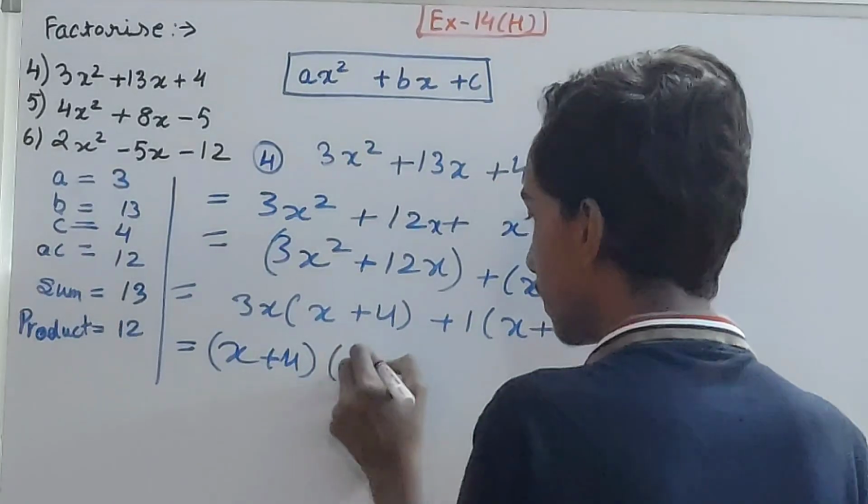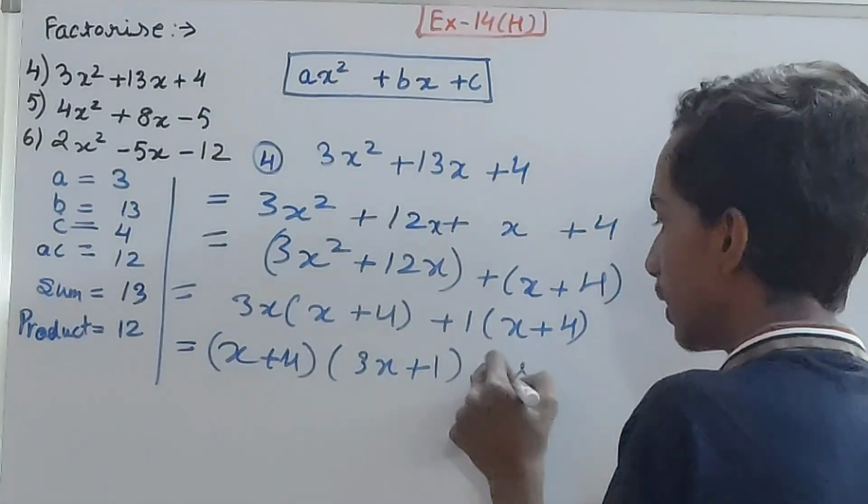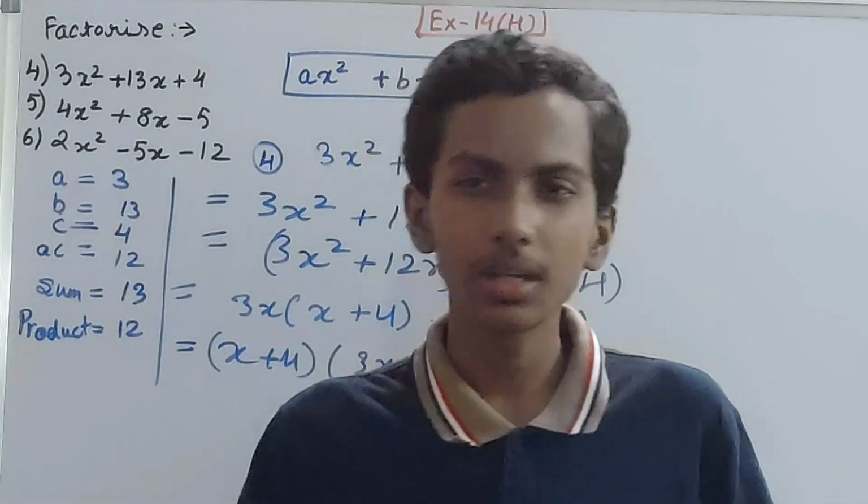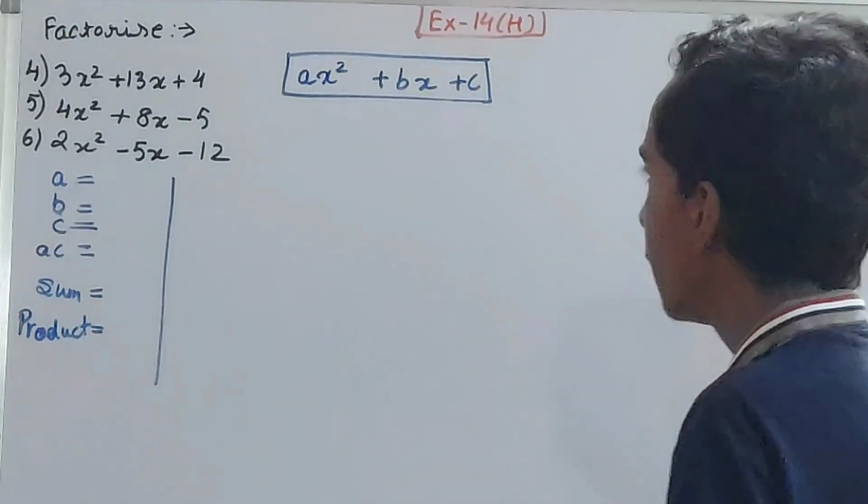What are we left with? 3x plus 1. That is the final answer: x plus 4 into 3x plus 1. Now let's move on to the next question. Now look at the fifth question.